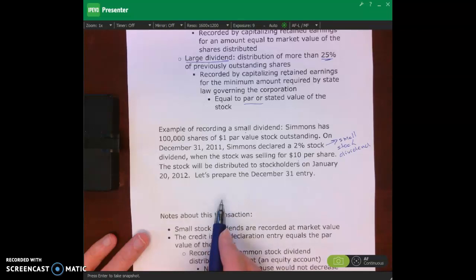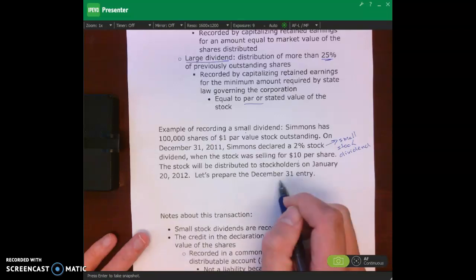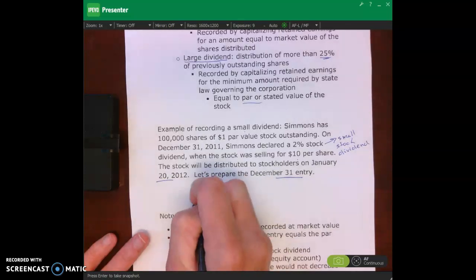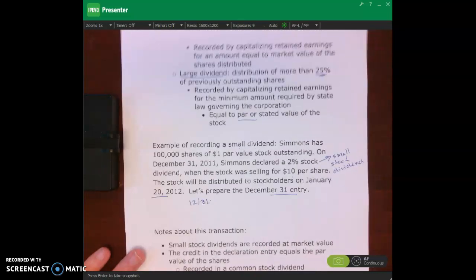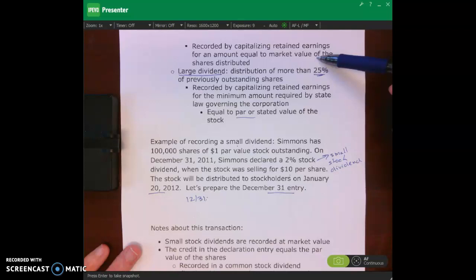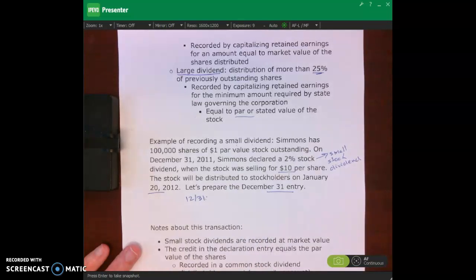Now, December 31 is the date of declaration. This is the date of payment. Remember, the date of record, we don't have to do a journal entry. So we will do a journal entry on 12/31 and January 20th. Okay, so let's look at 12/31. So how do we do that? It says up here, recorded by capitalizing retained earnings for an amount equal to the market value of the shares distributed. Well, what's the market value of the shares? It's $10. That's the market value.